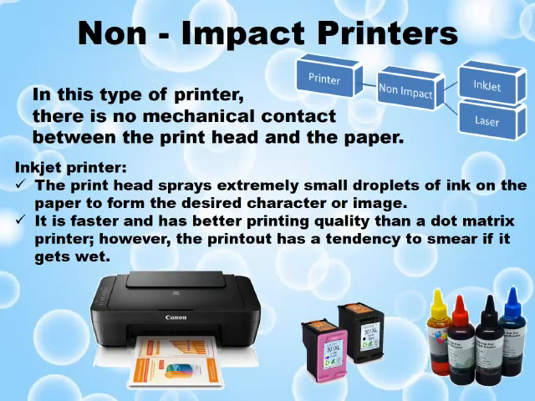In a non-impact printer, there is no mechanical contact between the print head and the paper. The examples of non-impact printers are inkjet and laser printers. We normally use these inkjet and laser printers in our daily life these days. What is an inkjet printer all about? In an inkjet printer, the print head sprays extremely small droplets of ink on the paper to form the desired character or image. It is faster and has a better quality printout than the dot matrix printer. However, the printout has a tendency to smear if it gets wet.